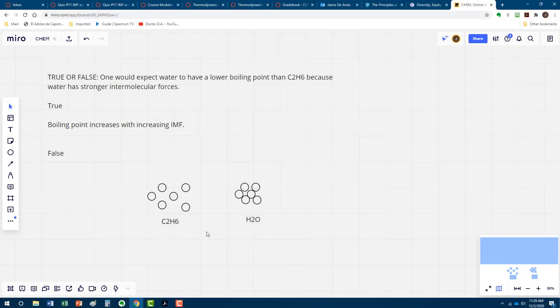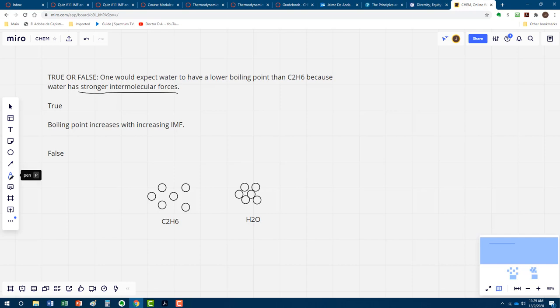So let's take the first question here. True or false? One would expect water to have lower boiling point than C2H6 because water has stronger intermolecular forces. So the operating concept here is water has stronger intermolecular forces. So what we're saying is then that because water has stronger intermolecular forces, the molecules of water are more closely packed with each other.